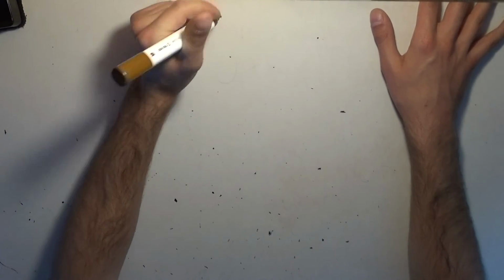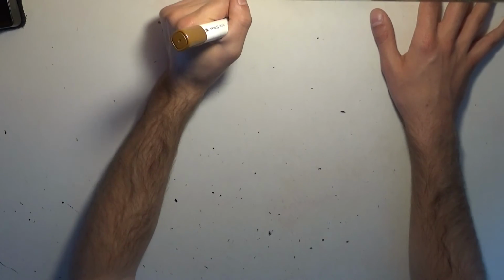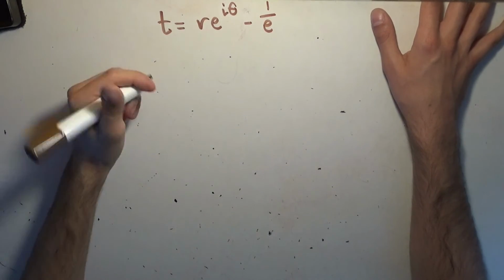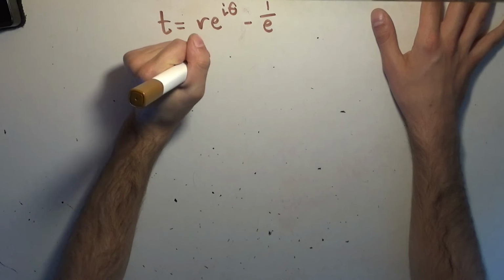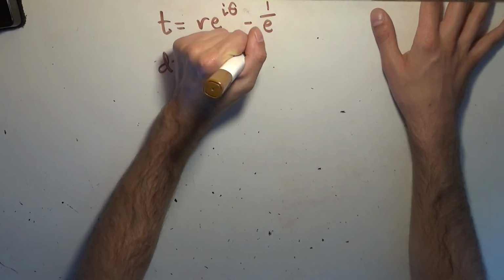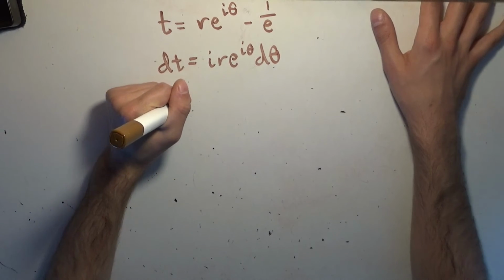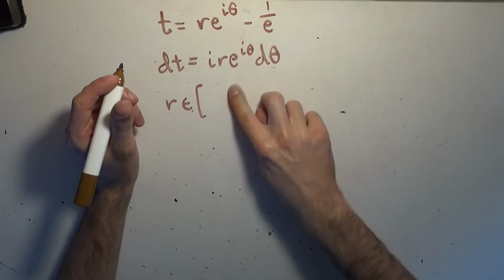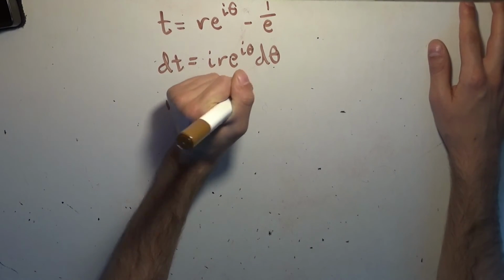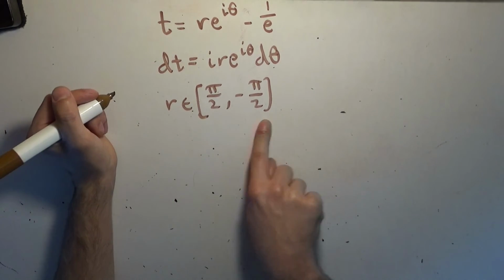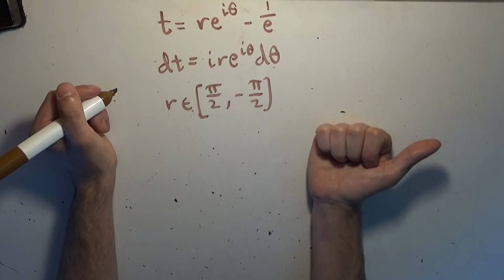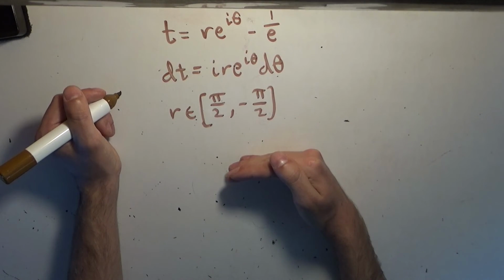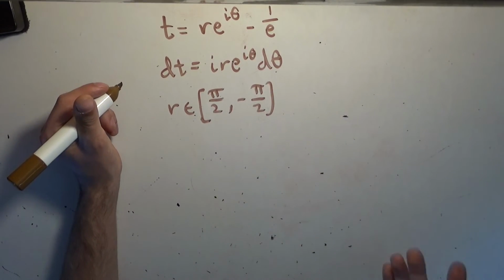So t equals little r times e to the i theta minus 1 over e, so that you center it at minus 1 over e, which means dt becomes i times little r times e to the i theta d theta, and theta goes from pi over 2 to minus pi over 2, because it's going clockwise. I know that that's opposite, but I'm saying that it's going in that direction, right? The integral starts at pi over 2 as the bottom index and goes to negative pi over 2 as the upper index. So you can use negatives to flip that around. The point is that's the order that it's going in.